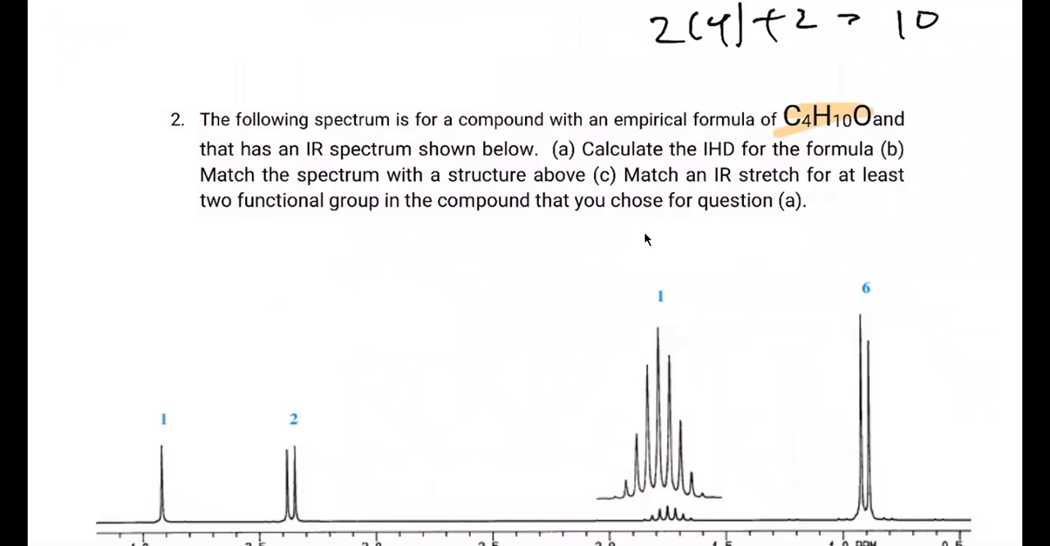And then that would be 10 minus 10 over 2, which will be 0. All right, so that tells us that for this compound, there are no rings and no double bonds.